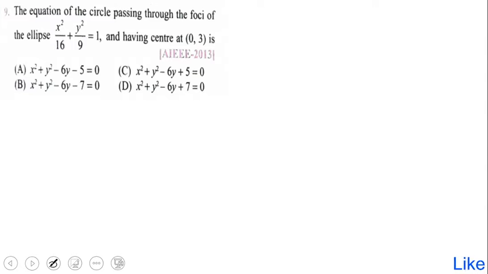Example number 9. The equation of a circle passing through the foci. The foci formula, you know, is (ae, 0): x coordinate is ae, y coordinate is 0, and they have given the equation of an ellipse and the center at (0, 3). Which among these is right? We have to calculate here.